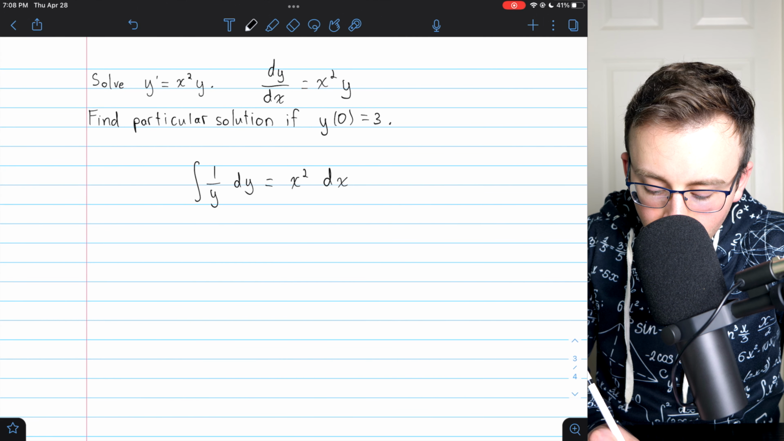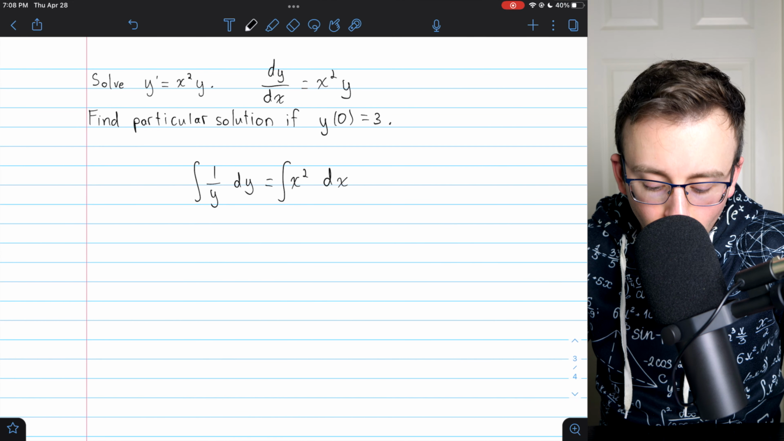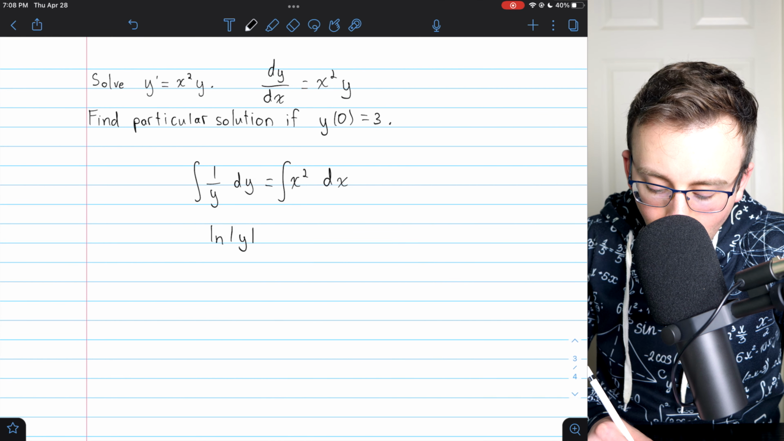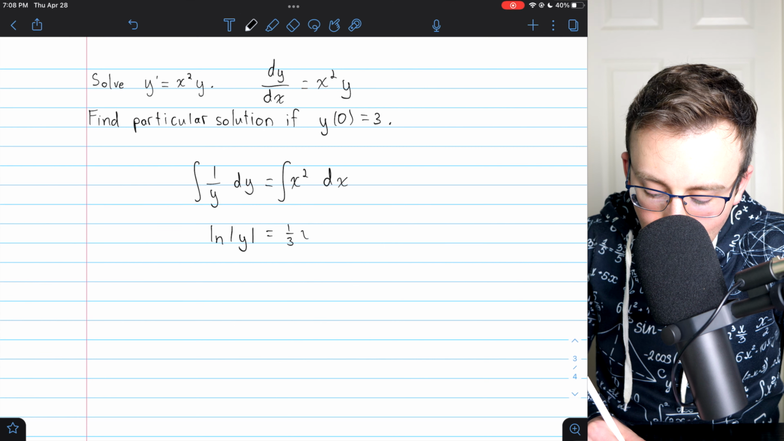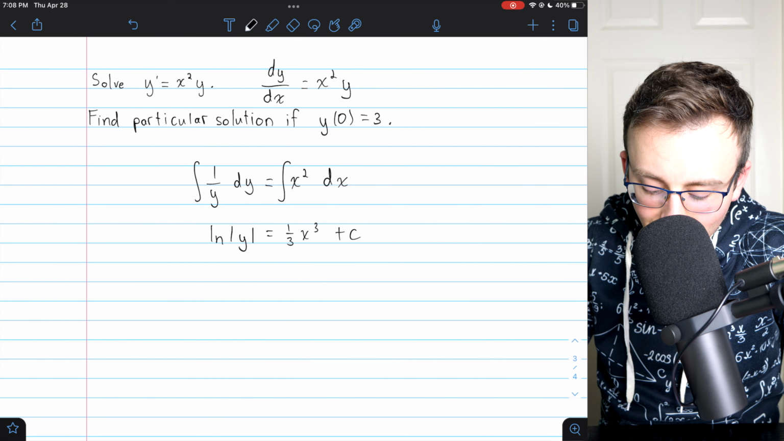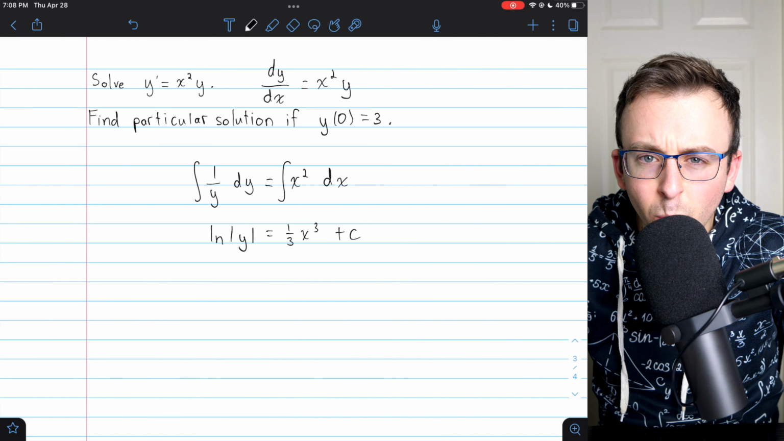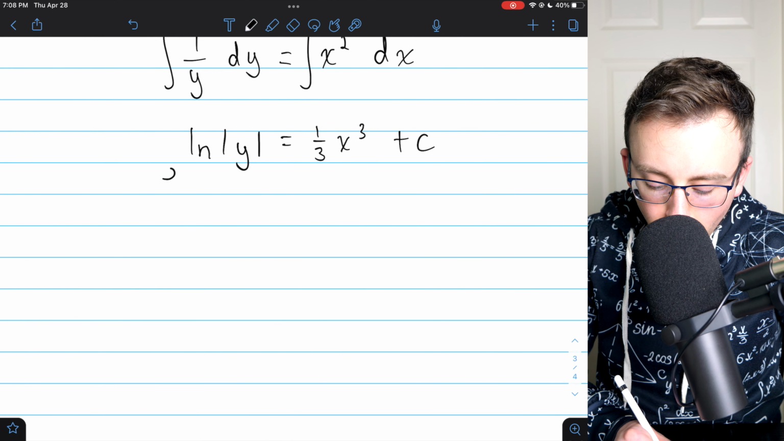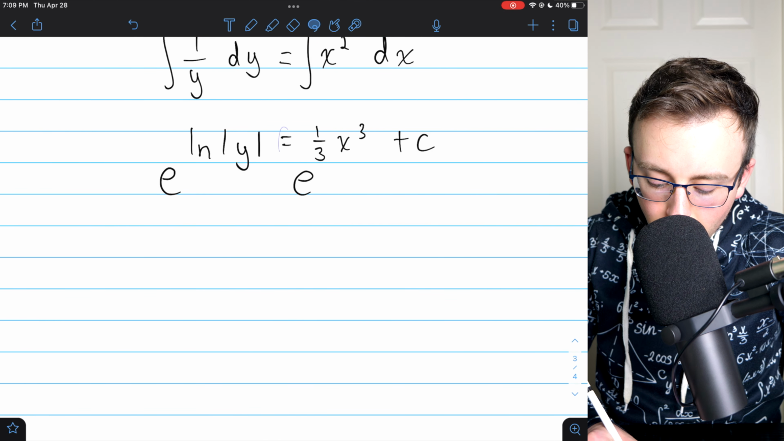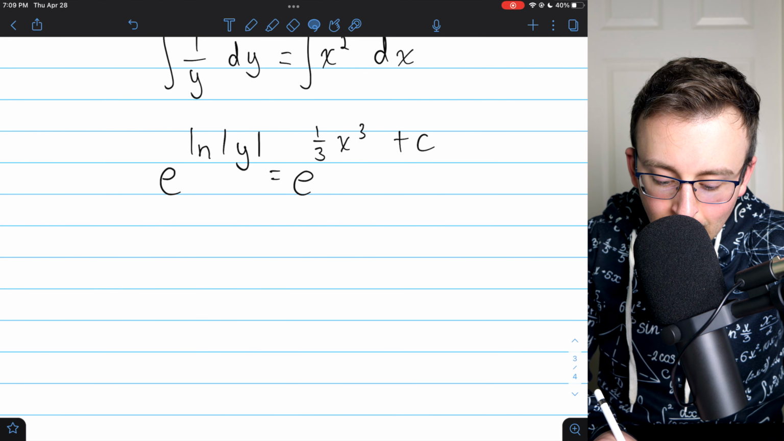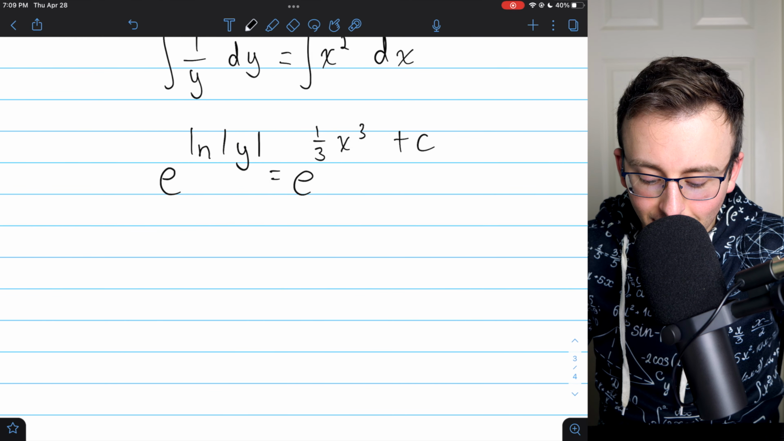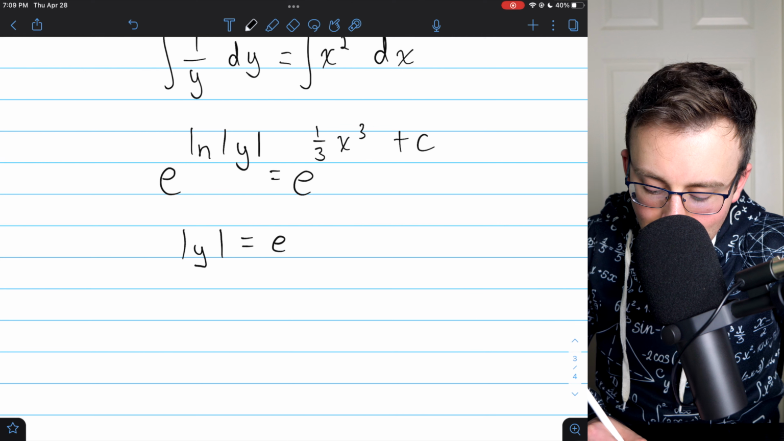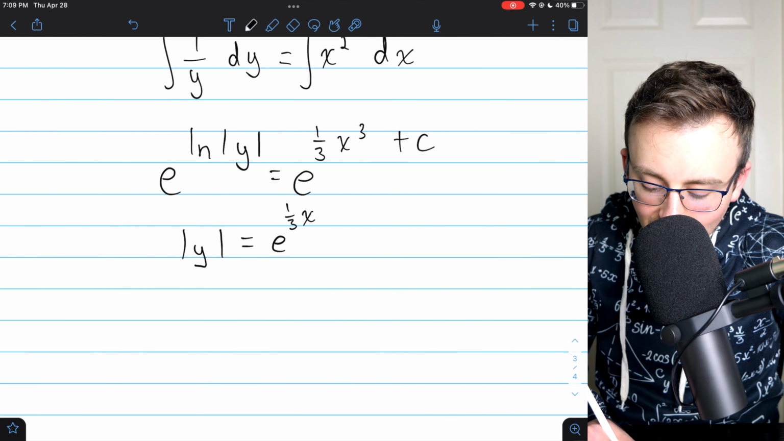And now we will anti-differentiate both sides of the equation. So 1 over y dy will become the natural log of the absolute value of y, equals 1/3 x cubed plus c. Now we can go ahead and solve for y so that we get an explicit solution. To solve for y, we will exponentiate both sides of this equation, so I'll put them both in the exponent of e. That will, of course, make the natural log cancel out on the left side, and so we're just left with absolute value of y equals e to the 1/3 x cubed.